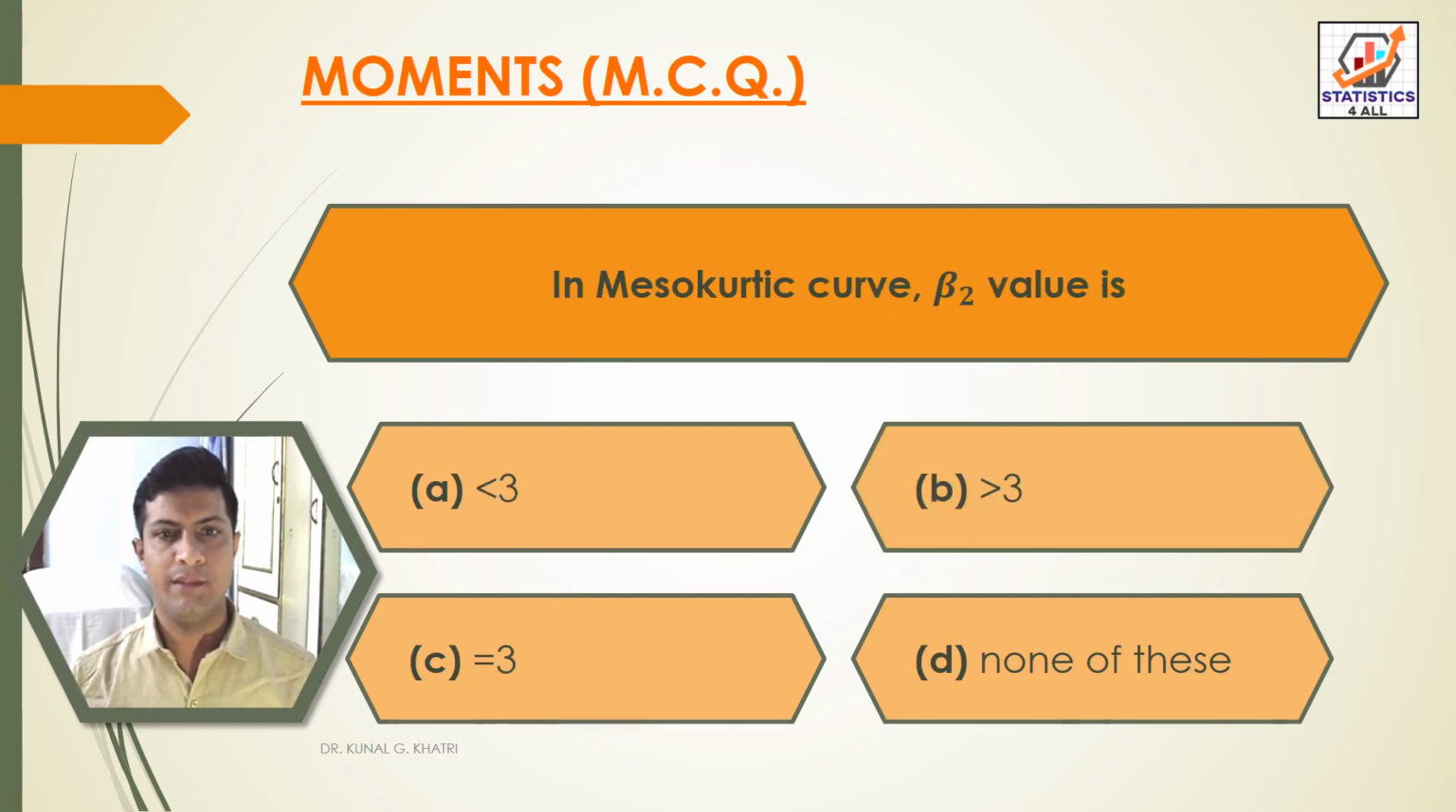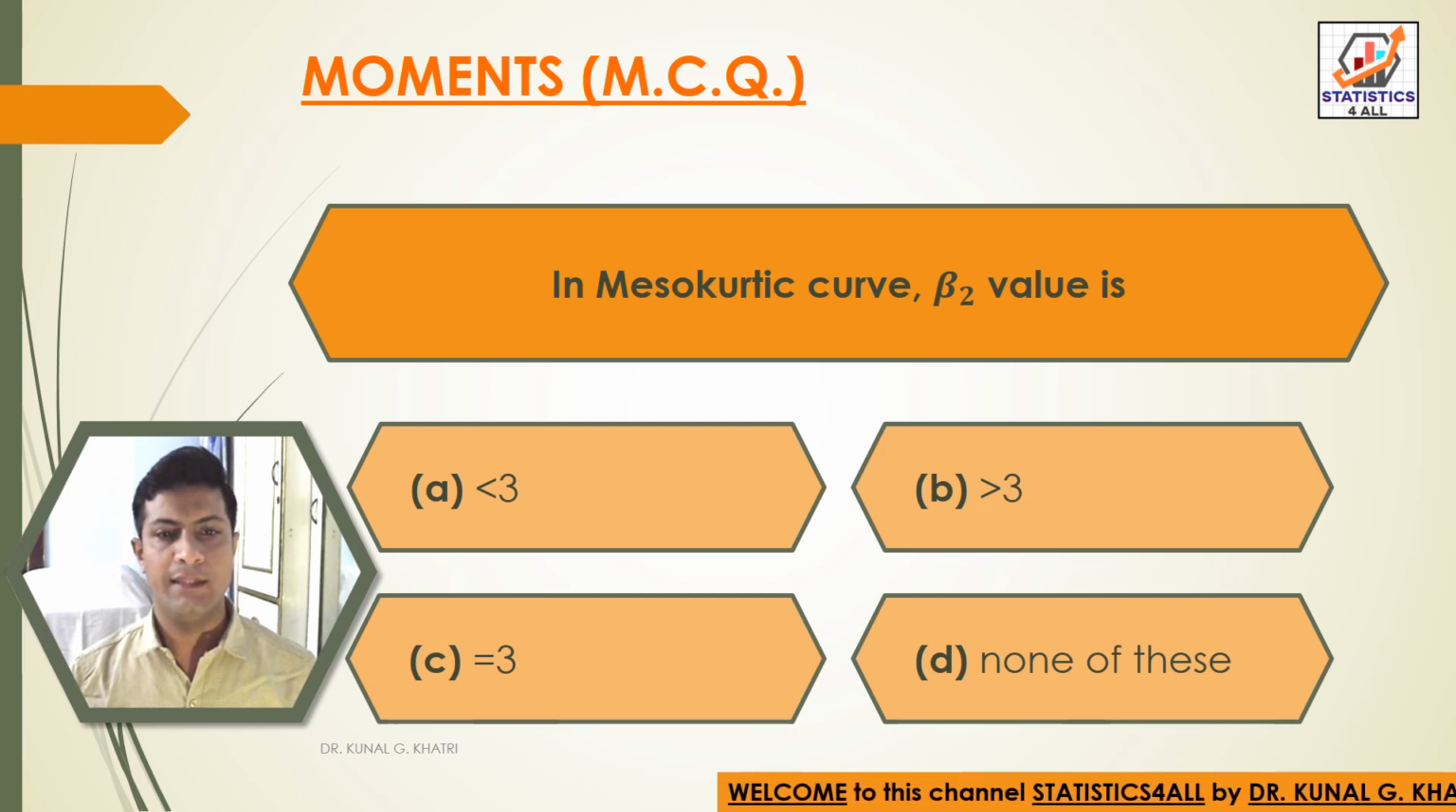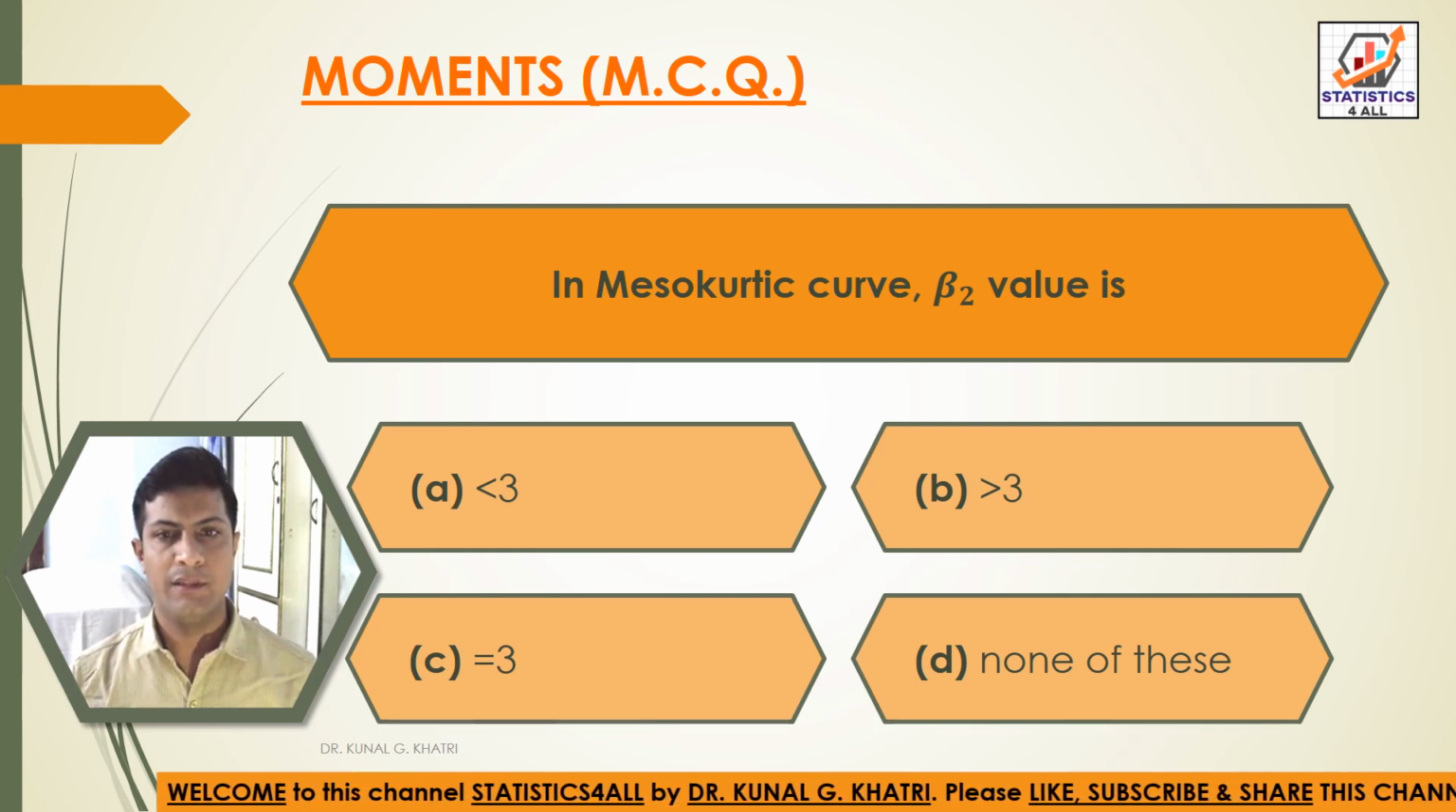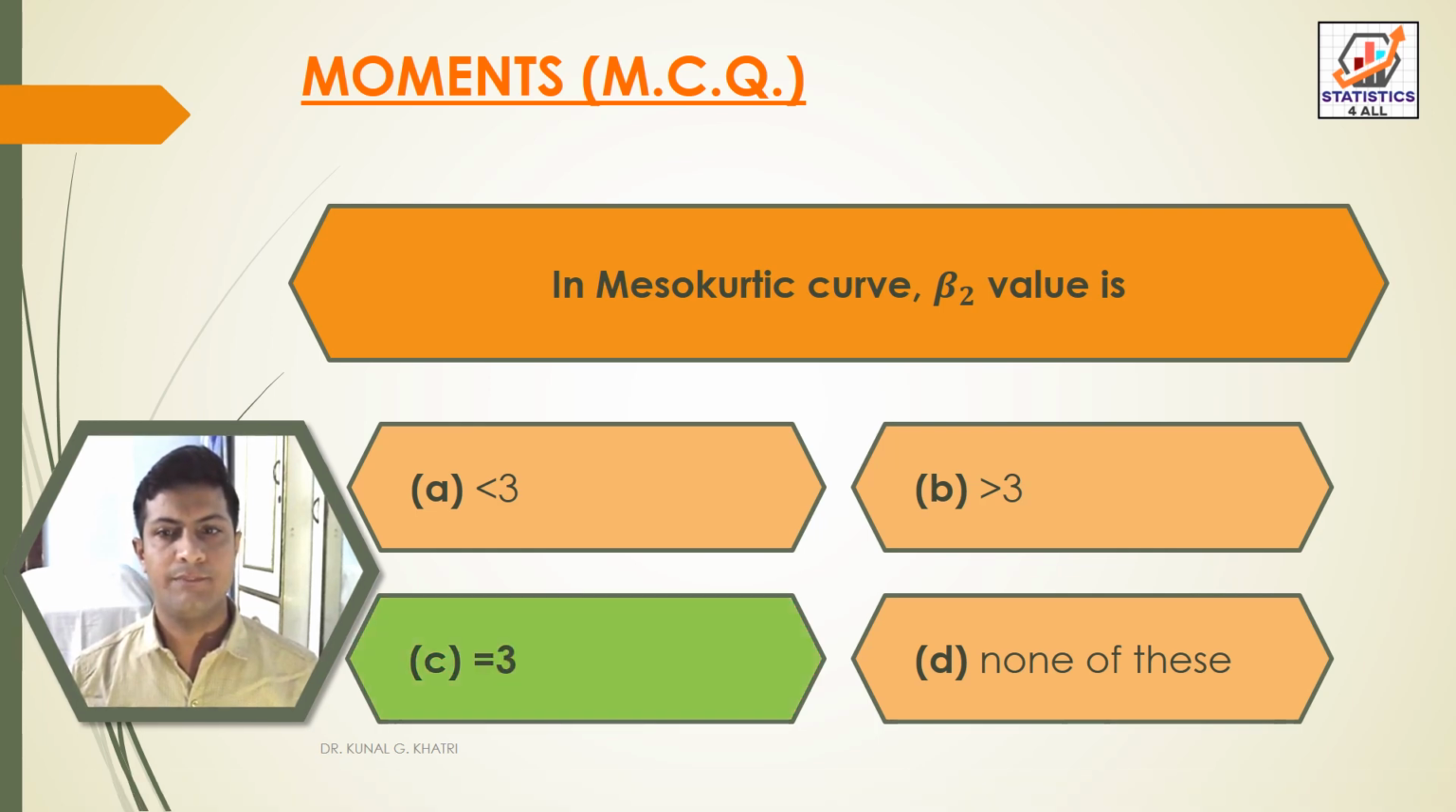Next question. In mesokurtic curve, beta 2 value is option A less than 3, option B greater than 3, option C is equal to 3, option D none of these. So here we have answer option C, that is equal to 3. In mesokurtic curve, beta 2 value is equal to 3.